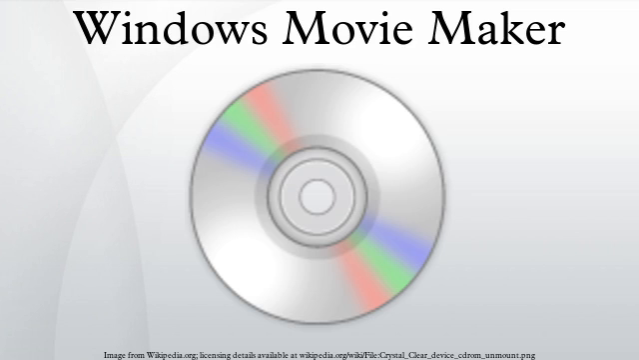Windows Movie Maker is a freeware video editing software by Microsoft. It is a part of Windows Essential software suite and offers the ability to create and edit videos as well as to publish them on OneDrive, Facebook, YouTube, and Flickr.